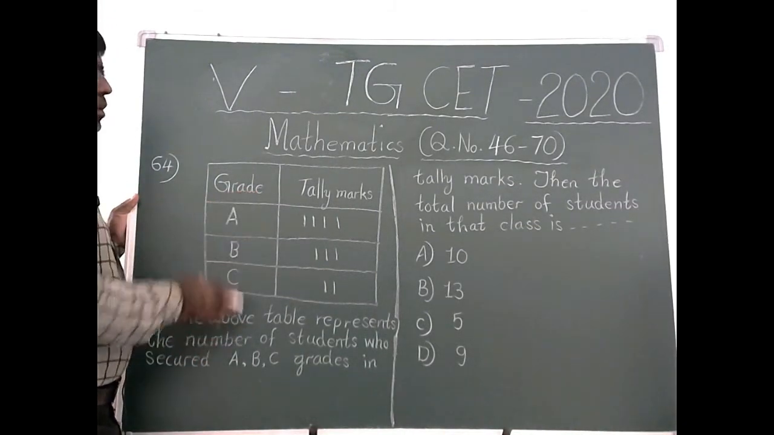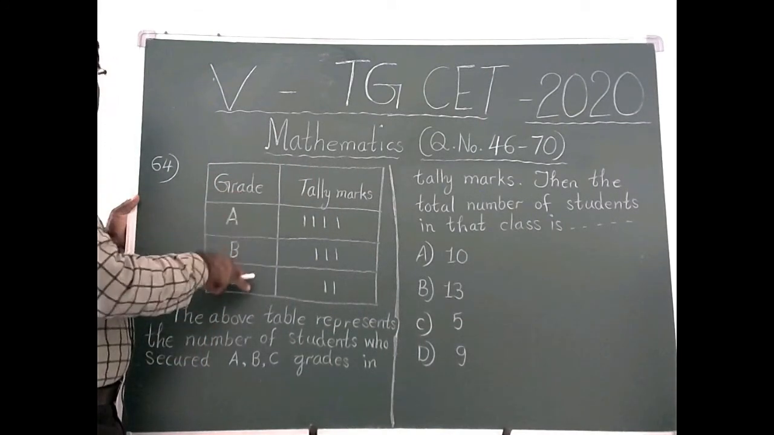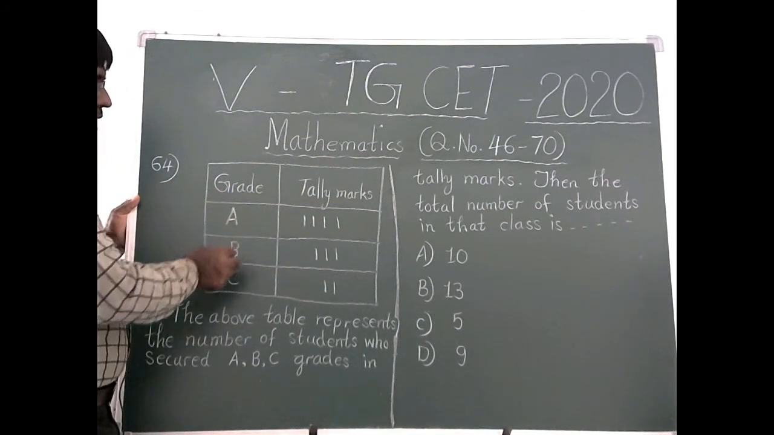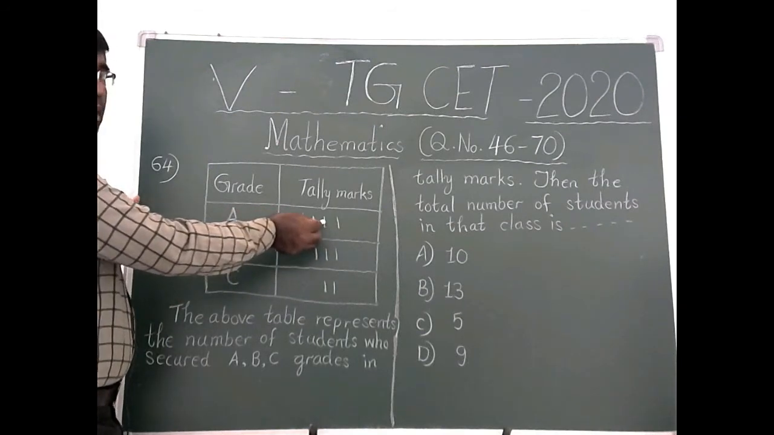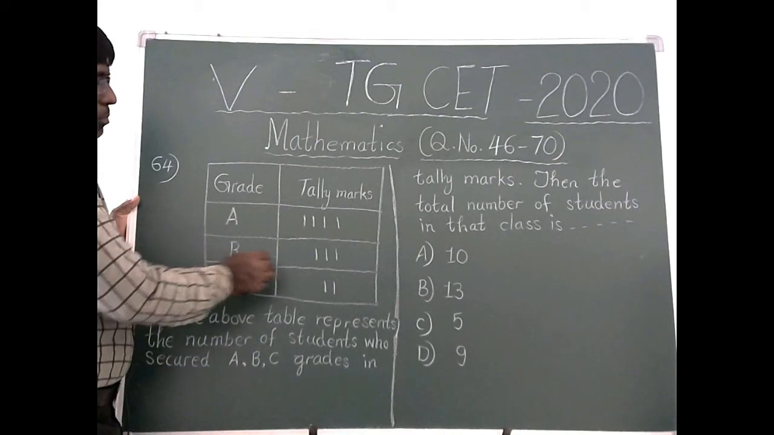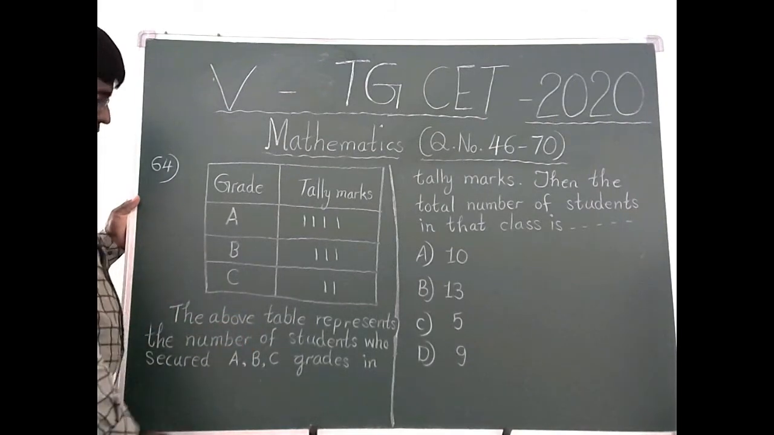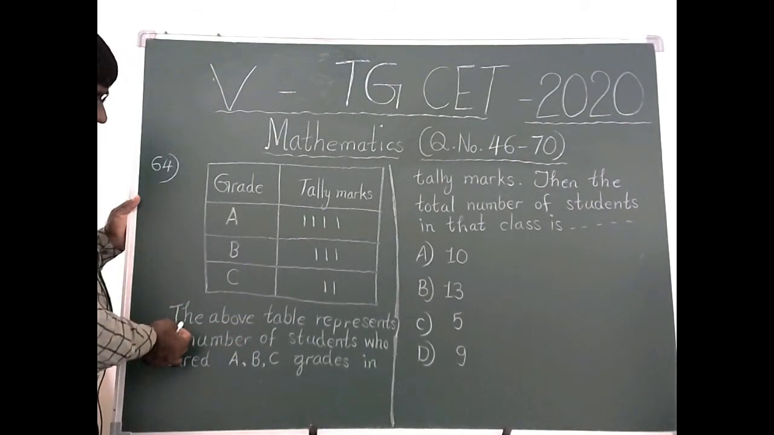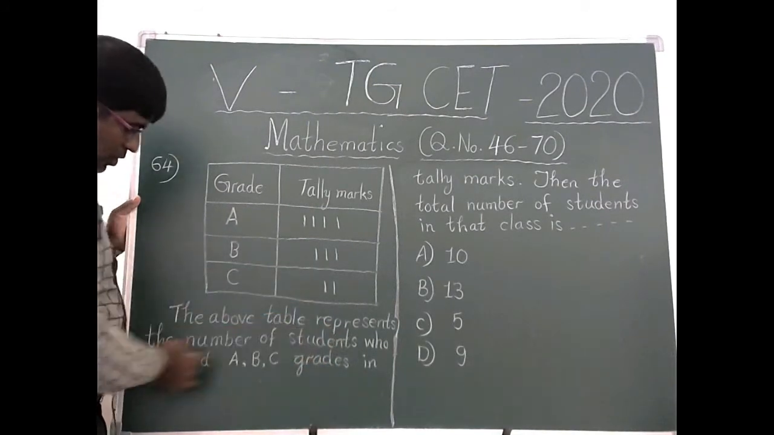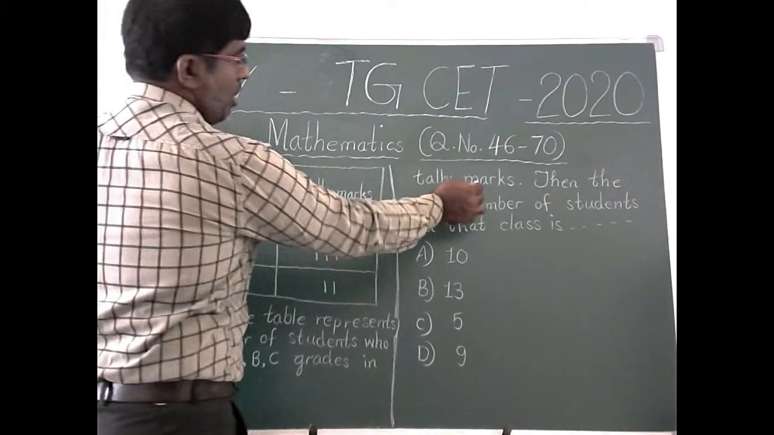Here is given one table, grade and tally marks. The first column is grade, the second column is tally marks: grade A, B, C. For grade A, how many tally marks? 4 lines are given. In grade B, 3 lines are given. In grade C, 2 lines are given. Question: the above table represents the number of students who secured A, B, C grades in tally marks.